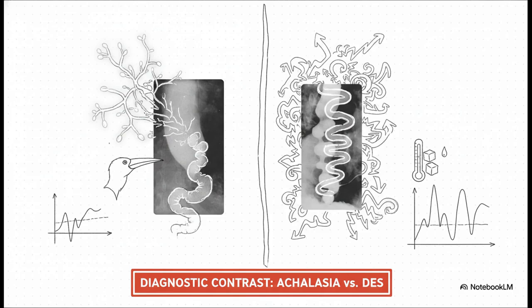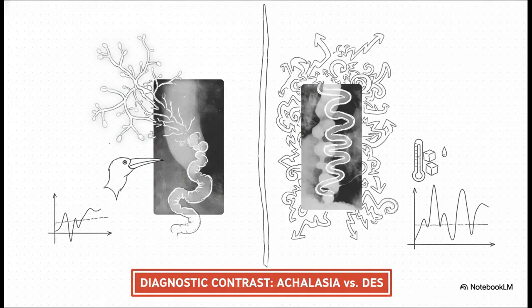On the left, we've got achalasia. Basically, this is a failure of the lower esophageal sphincter to relax, and it's driven by the degeneration of the myenteric or Auerbach plexus. These patients are going to come in with progressive dysphagia to both solids and liquids. You can clearly see that sharply tapered bird's beak narrowing on the barium swallow. But, and this is absolutely crucial, what's the gold standard diagnostic? It's esophageal manometry, which will explicitly show increased resting pressure and incomplete relaxation of that sphincter.